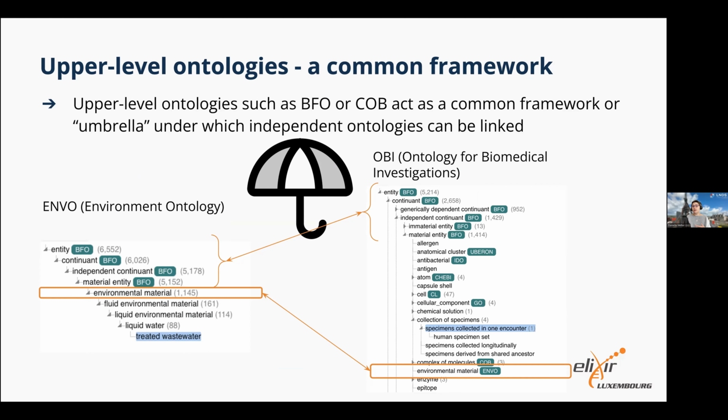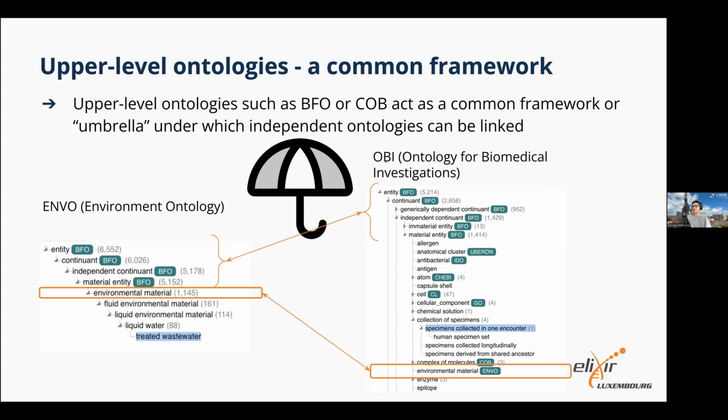But ultimately, when you use them, you want to make connections between them. So how do you go from one to the other? Well, here's what we use, something called upper level ontologies, which is a bit of an umbrella or a common framework to tie ontologies together. So the 2 most common ones in the biomedical space are BFO, the basic formal ontology, or COB, which is core ontology for biology or biomedical sciences.